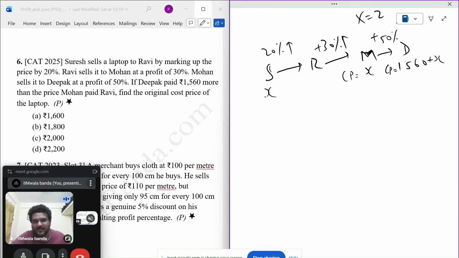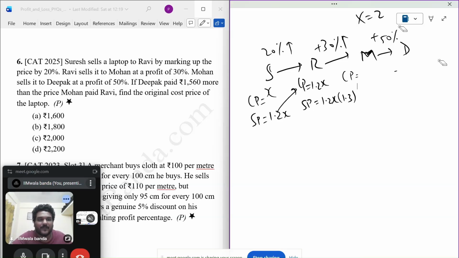Let the original price be X. This is his cost price. His selling price will be 1.2x because he increased by 20%. His selling price will become the next person's cost price. So 1.2x. Now his selling price will be 1.2x into 1.3, because he marked it up by 30%. This will be his cost price, right? So 1.2, 1.3. I can solve, but I'll solve it later.